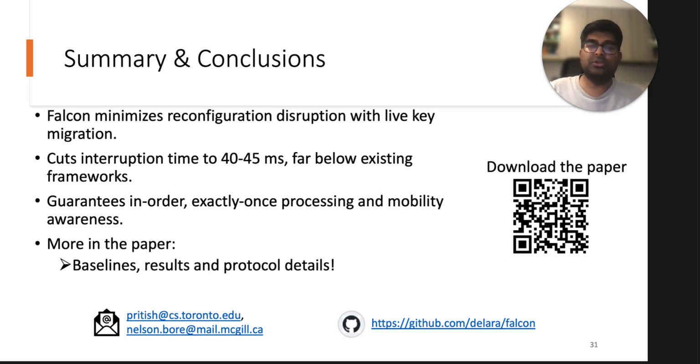We encourage you to check out the paper where there are many more interesting details about our system, including more baselines, application benchmark results, and more details about the protocol. Our system is also open sourced, so you can find the source code on GitHub. I hope you will give it a try.